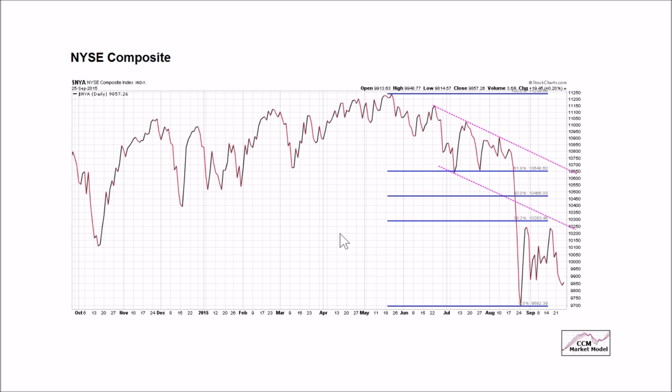And now we're looking at a daily chart of the NYSE Composite Index as of the close on Friday, September 25th. We're looking at Fibonacci retracements. We can use Fibonacci retracements in both directions. Example, this is a high to a low. This is a downtrend here.